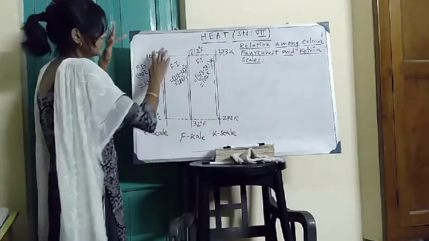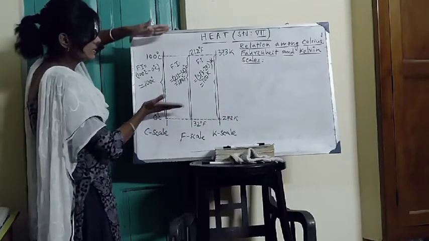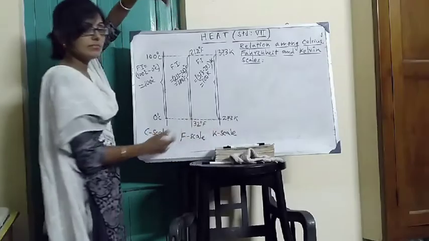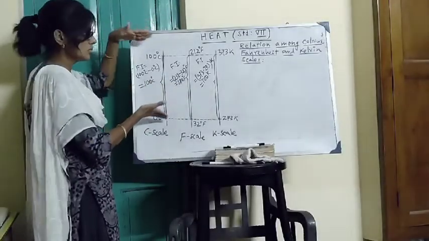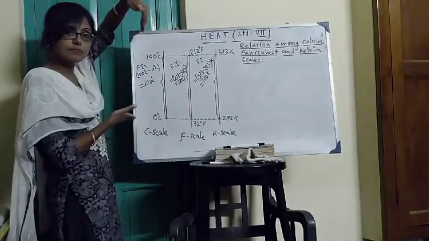Clear? These three temperatures are same, these three temperatures are same. So the fundamental intervals for Celsius scale, Fahrenheit scale and Kelvin scale are same according to our diagram. According to these three vertical lines, these three differences are same.